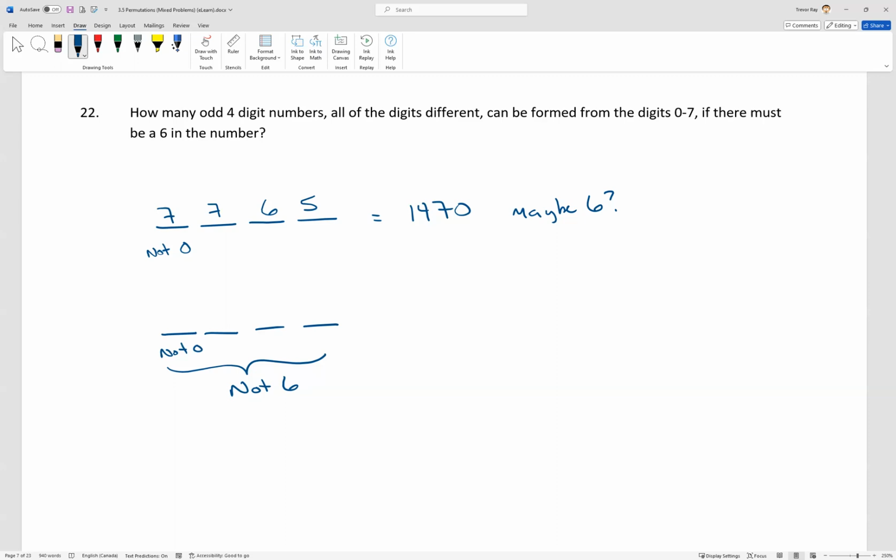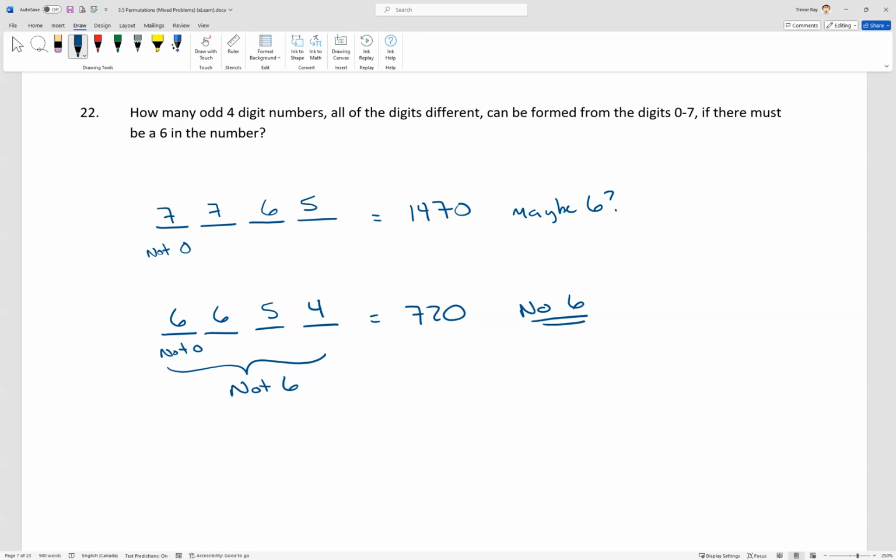The first one has 7 possible numbers, but not 0, so there's 6 possible numbers. The second number is 7 possible numbers, but not the first, so it's going to be 6, this is 5, and this is 4. That's 36 times 20 is 720. And these are numbers that have no 6.